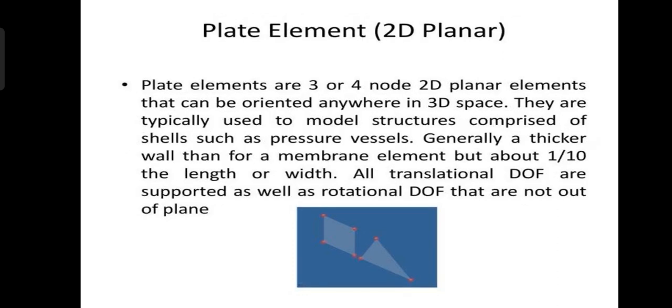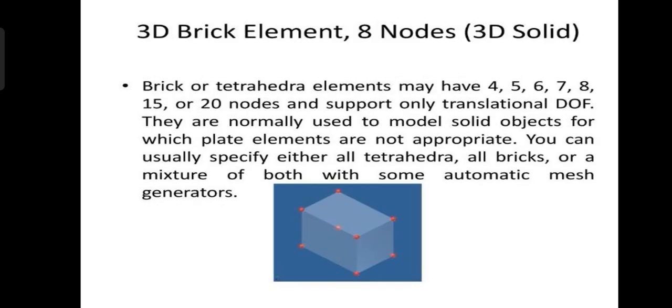Plate element, 2D planar. Plate elements are 3 or 4 node 2D planar elements that can be oriented anywhere in 3D space. They are typically used to model structures comprised of shells such as pressure vessels. Generally a thicker wall than for a membrane element, but about 1 by 10th the length or width. All translational DOF are supported as well as rotational DOF that are not out of plane.